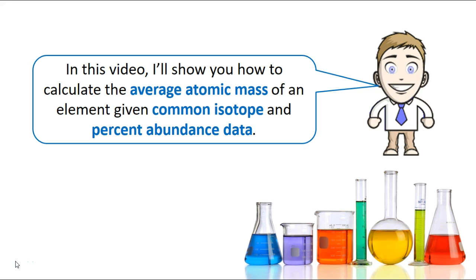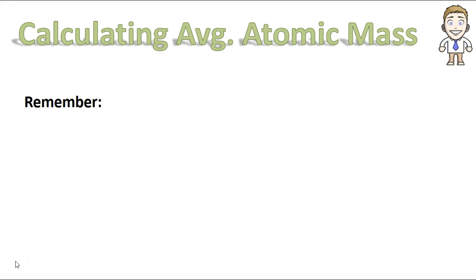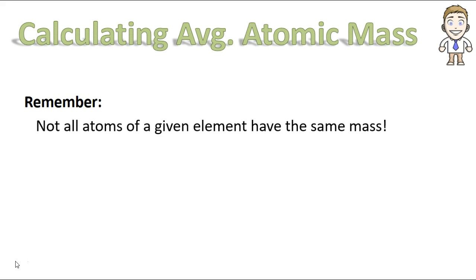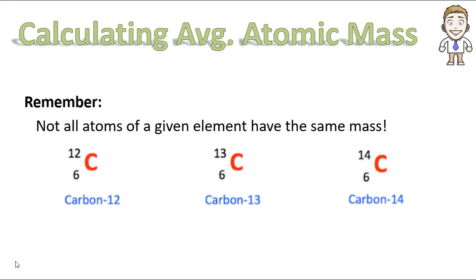In this video, we're going to take a look at how to calculate something called average atomic mass of an element, given its common isotope and percent abundance data. Let's review some important things first, starting with the idea that not all atoms of an element have the same mass. We've looked at carbon many times. Some carbon atoms have a mass of 12, others 13, others 14.